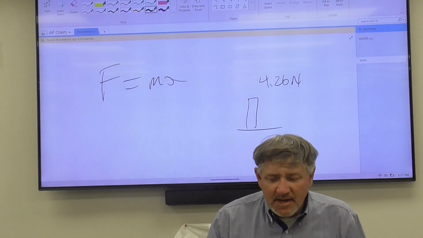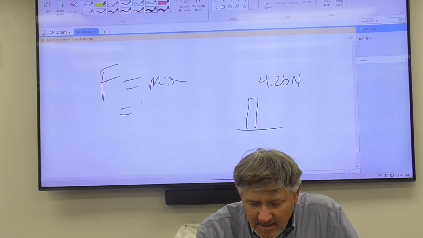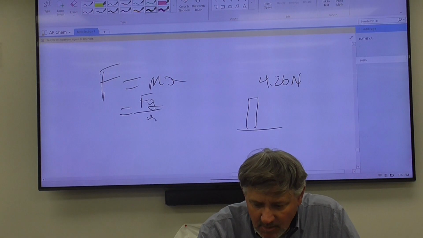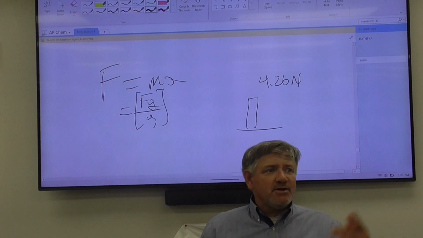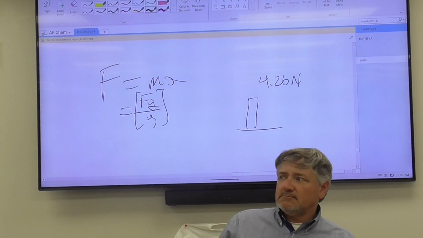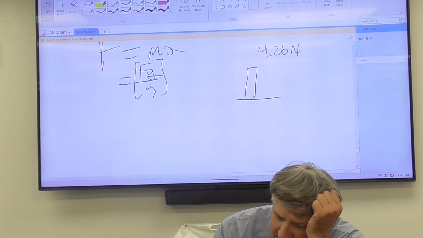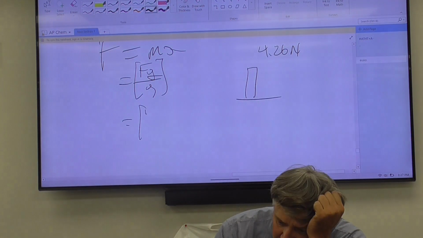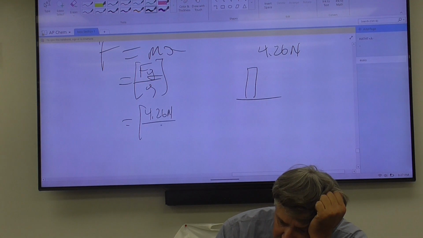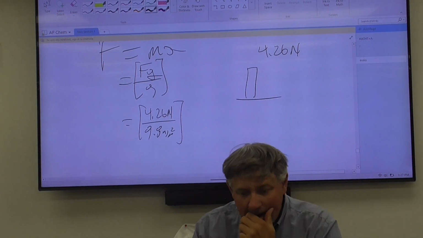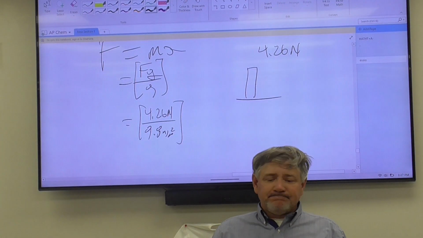So could I write mass as Fg over g? Is Fg over g equivalent to mass? Yes, sir. Absolutely. Okay? So I'm going to write that as 4.26 newtons divided by 9.8 meters per second squared. Cool.